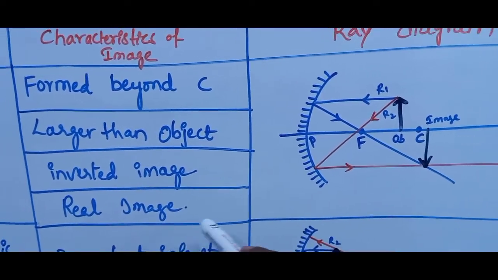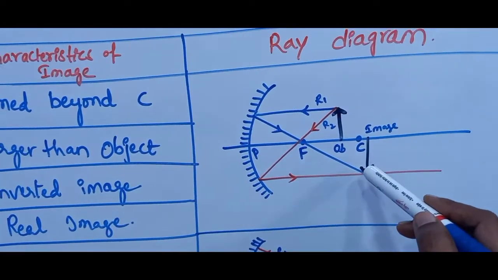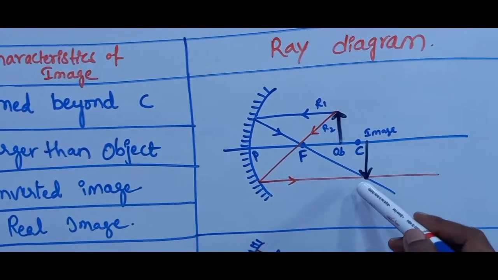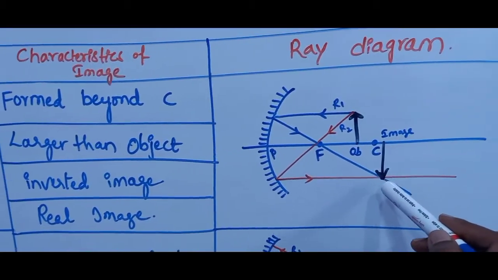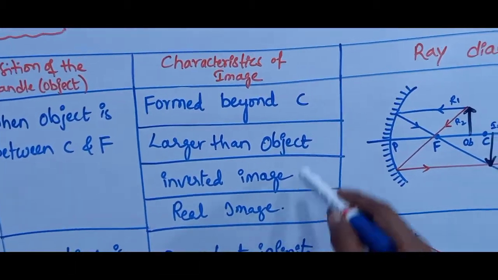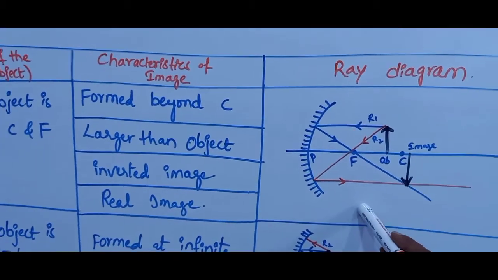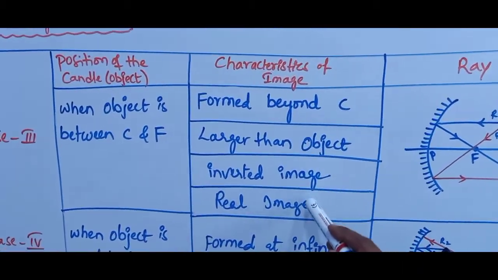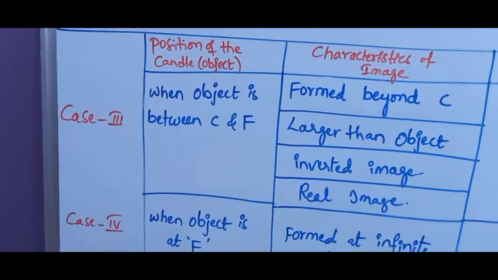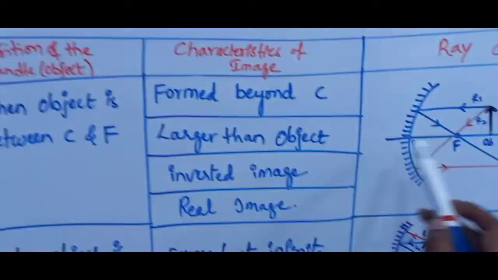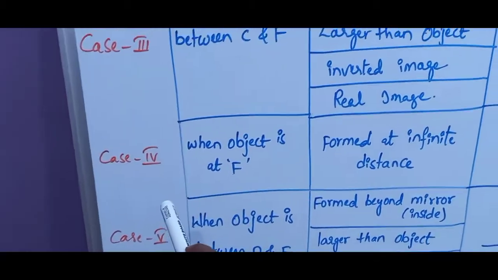So inverted image, and it's a real image, because we can even catch this image on a paper or a screen. Hence this image is also said to be the real image. So all the features mentioned here are exactly matching with the ray diagram. The ray diagram also proves that these are the characteristics of the image when the object is placed between C and F. So case 3 is also proved. Now go to the next case, that is case number 4.